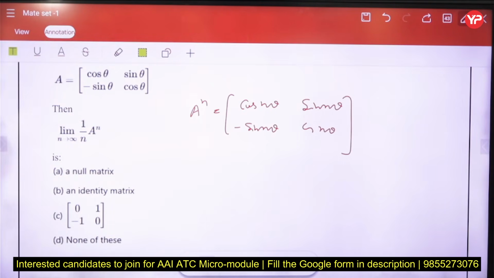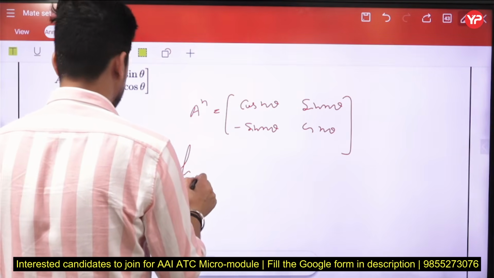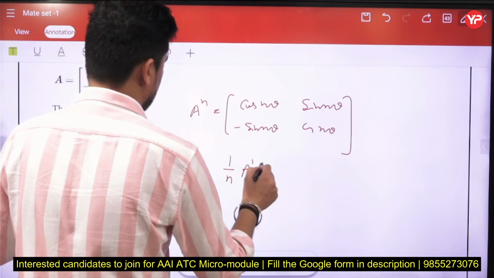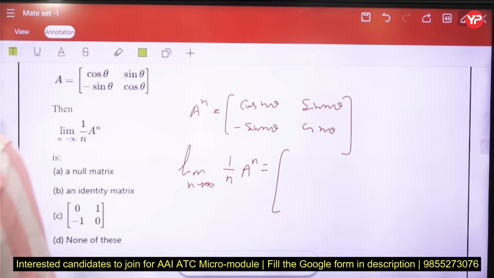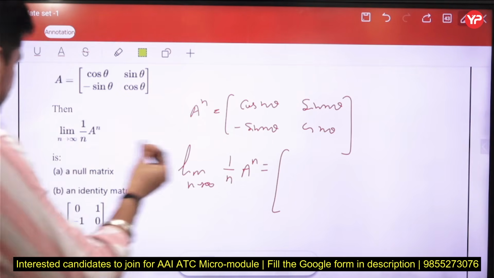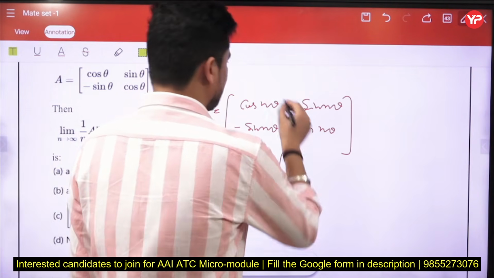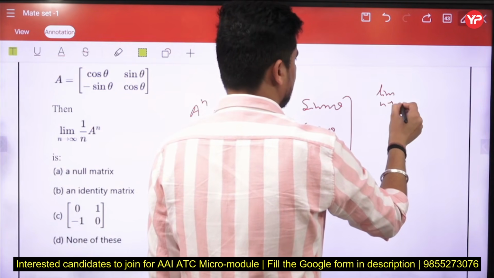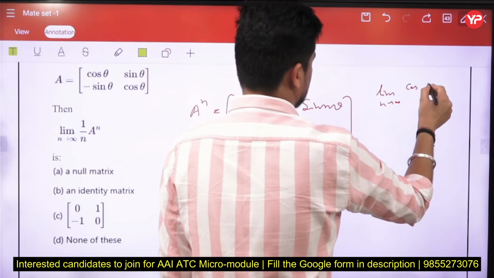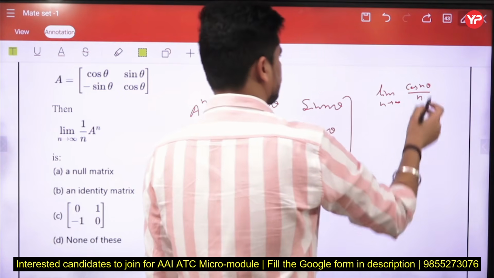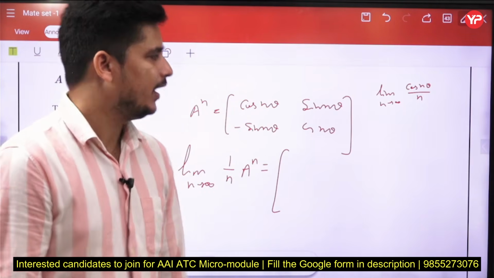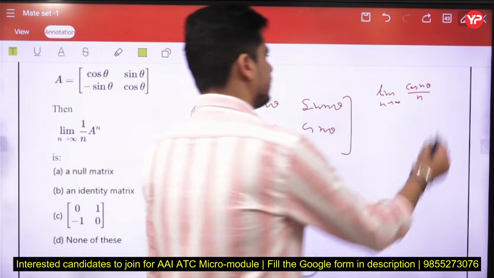So what we can say, if we have the limit as n tends to infinity of 1 upon n, A to the power n, 1 upon n means that outside the value is 1 upon n. So I am writing it here, term by term, right? So the first term becomes limit n tends to infinity of cos of n theta divided by n. When you replace theta inside the cos, that will result in a finite value between minus 1 and 1, and when you divide that value by infinity, it becomes 0.